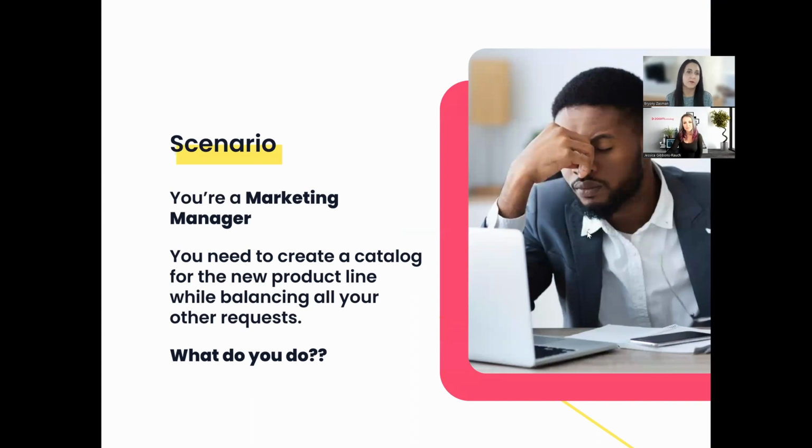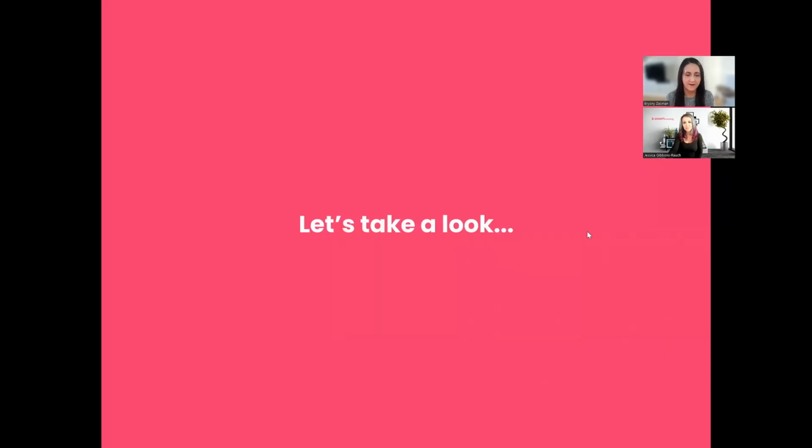So let's take a look. I'm going to set the scene. You're a marketing manager, and you need to create a catalog for a new product line while balancing other requests. What do you do? In the past, you likely had to start gathering data, images, spreadsheets, planning your layouts, engaging your designer, and getting all this through to the designer so they can set up a complex layout within InDesign. That's the beginning of it. Then you have all the exports and going digital. But with ZOOMstudio, you simply need to jump in and get started.